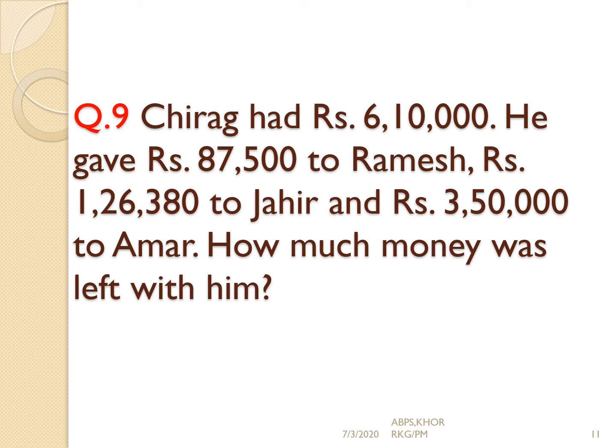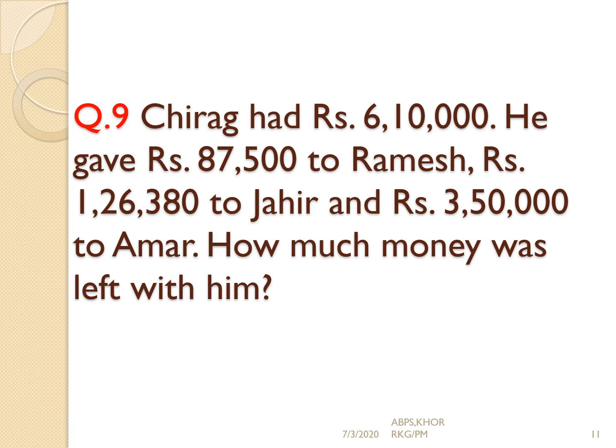Chirag had rupees 6,10,000. He gave rupees 87,500 to Ramesh, rupees 1,26,380 to Zahir, and rupees 3,50,000 to Amar. How much money was left with him?